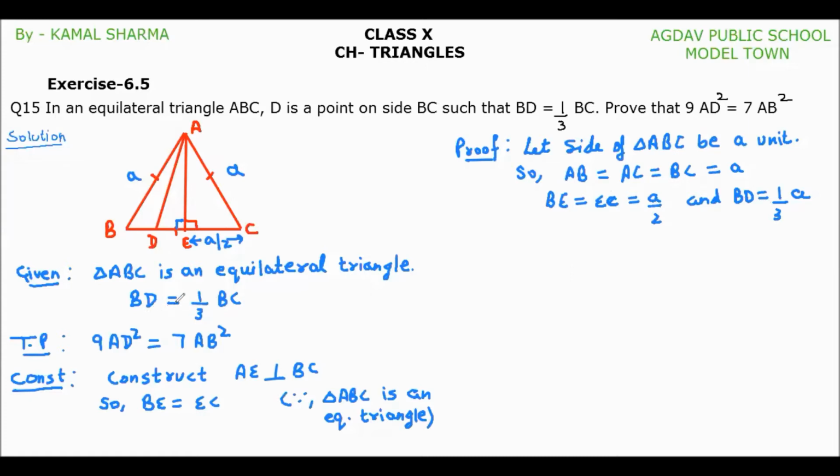Now BD equals 1 by 3 BC. This was already given in the question. BD equals 1 by 3 BC, and BC we have written A. So instead of BC, I have put the value. So it has become BD equals 1 by 3 A. Now we need to prove 9AD square equals 7AB square.